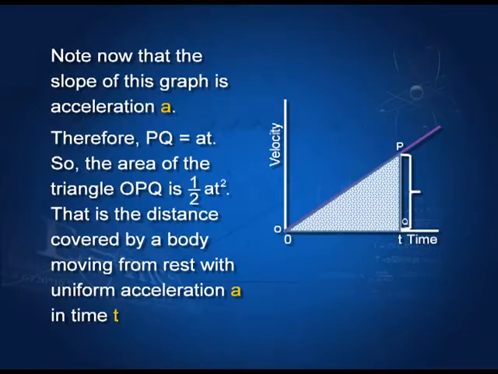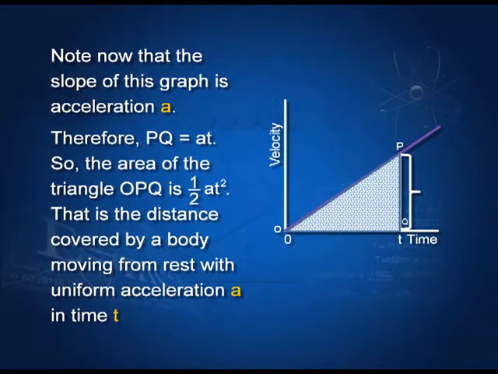So, the distance covered is equal to the area of this triangle. In general, the distance covered is equal to the area under the velocity time graph. If we have a graph, then up to time t, the distance covered is given by the area of this triangle. And what is the area of this triangle? This distance PQ is equal to a t. Remember, a is the slope of this graph; acceleration is the slope of the velocity time graph. Therefore, this distance PQ is a times t, and the area of this triangle is t into a t divided by 2. So, it is half a t square.